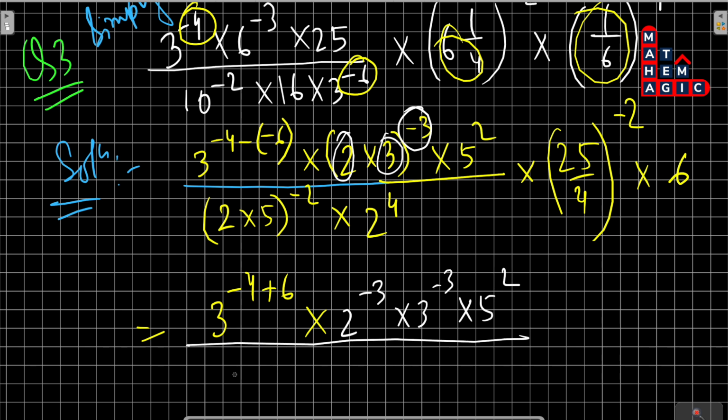Now here again the same rule, that the power -2 will be distributed now. So 2 to the power -2 into 5 to the power -2 into 2 to the power 4 as it is. I'm not going to change anything.